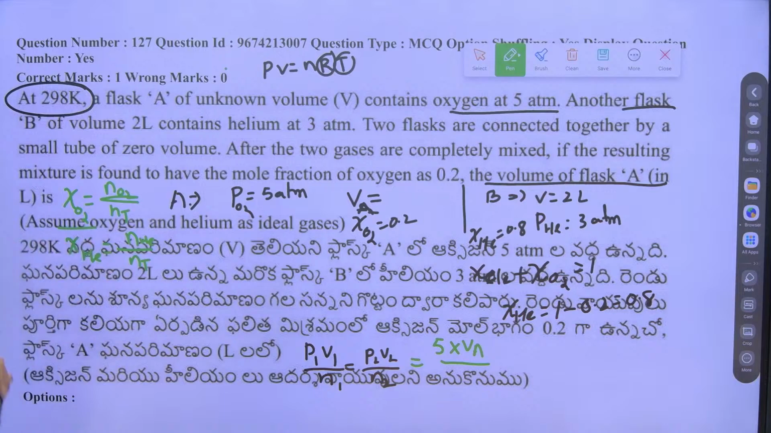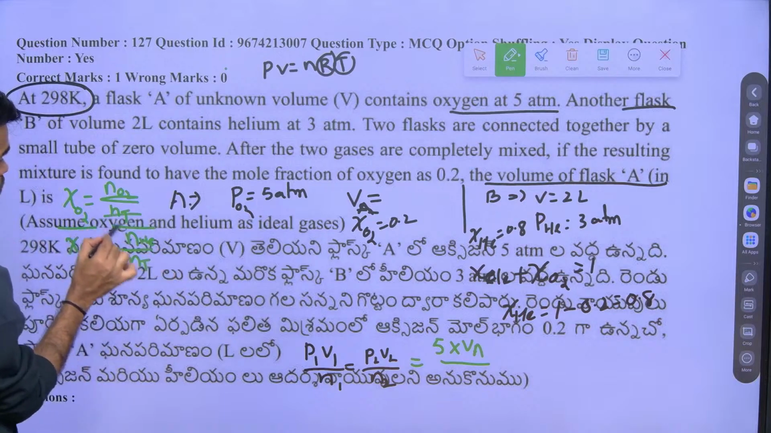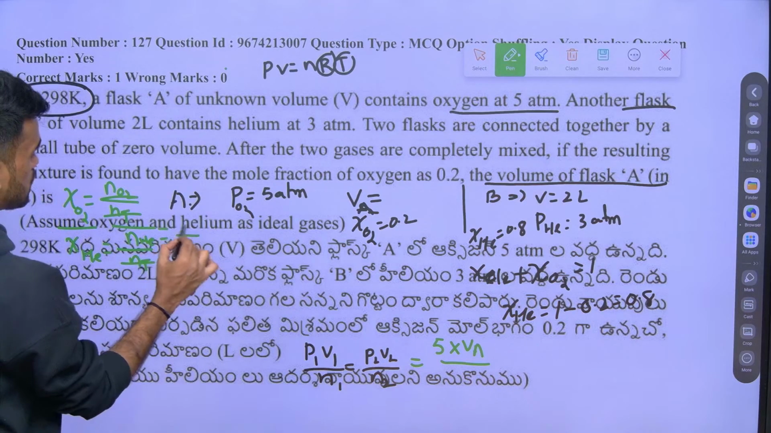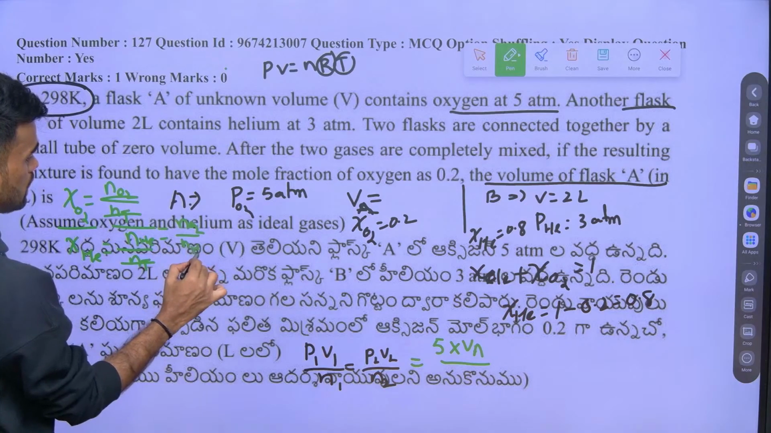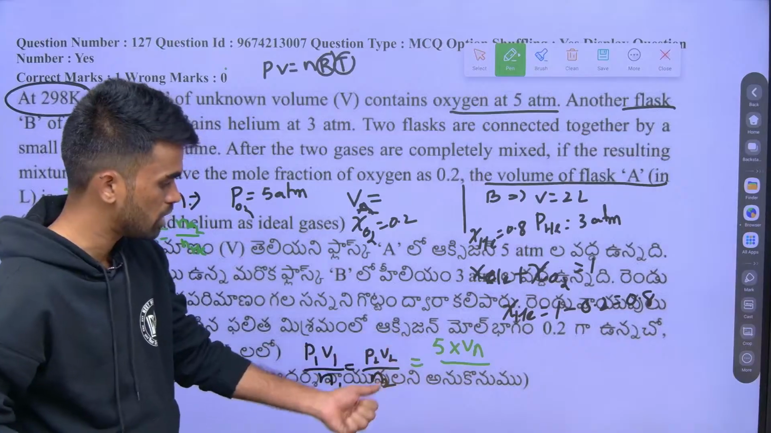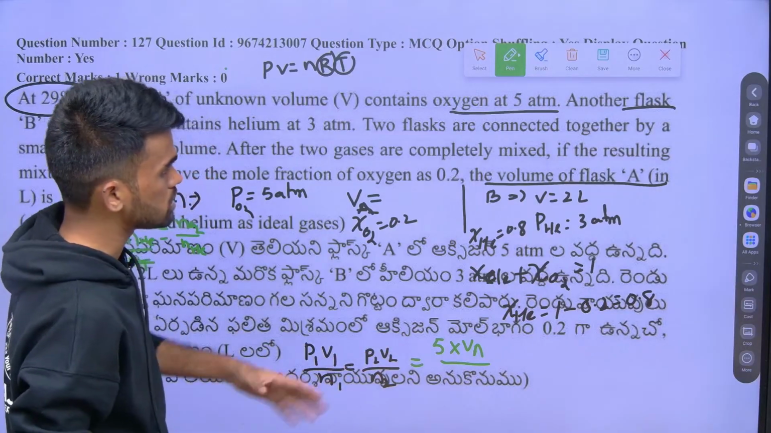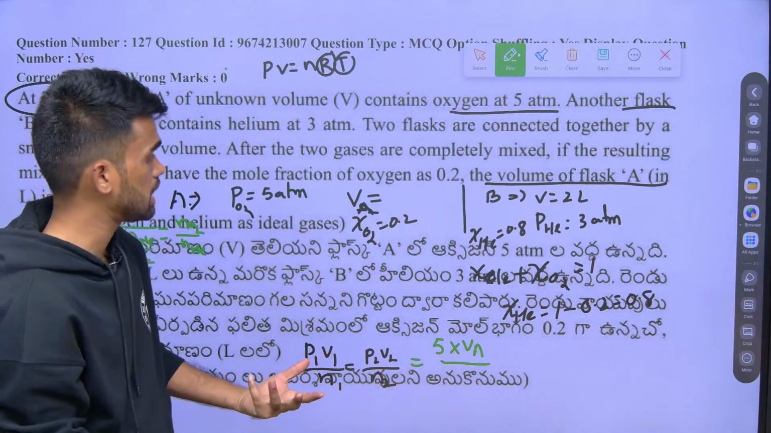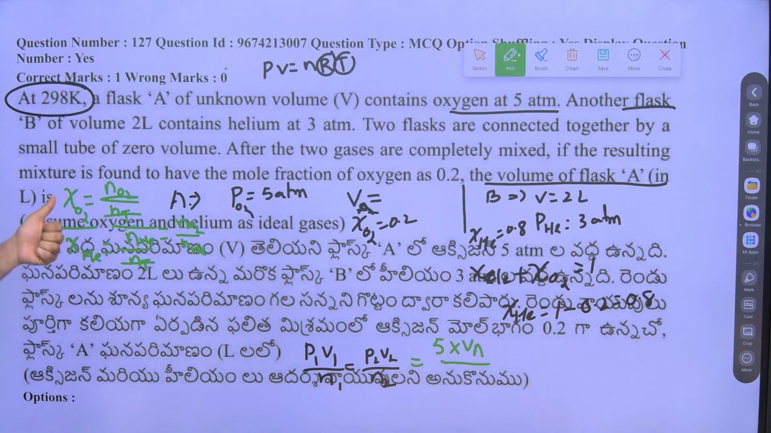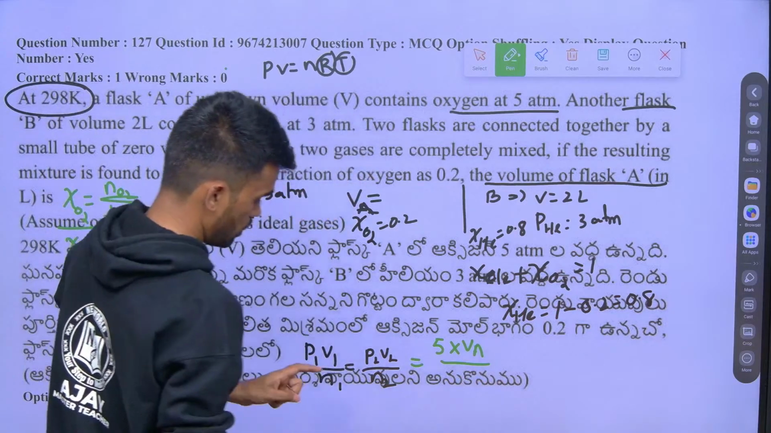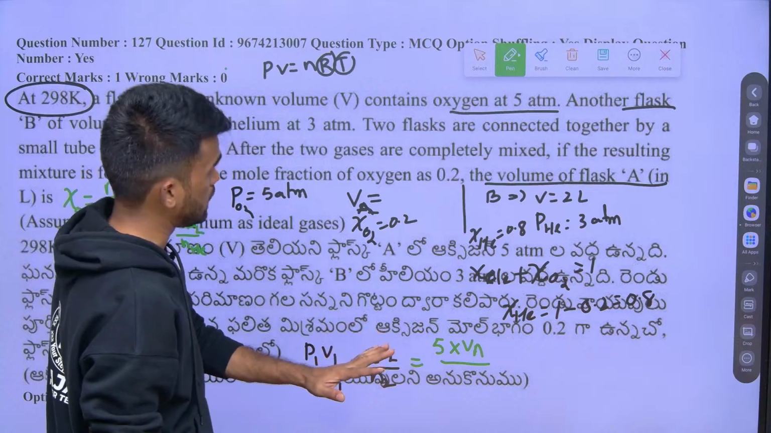If I take the ratio of these two, I can cancel out N total and N total. So the mole fraction ratio equals number of moles of O2 by number of moles of helium. I am sending this N1 to this side, therefore it will become N1 by N2. N1 by N2 is nothing but the ratio of mole fractions of those gases, so N1 is 0.2.